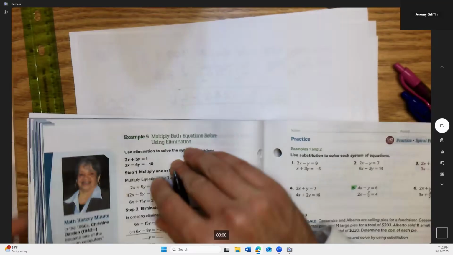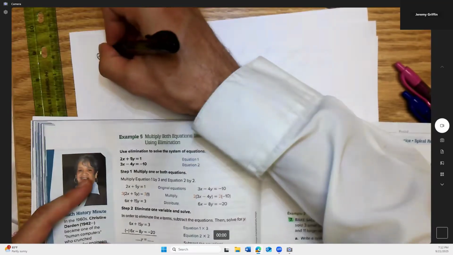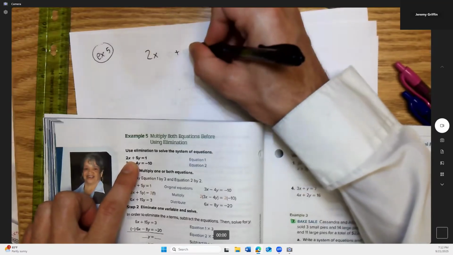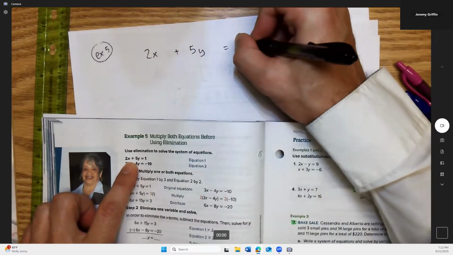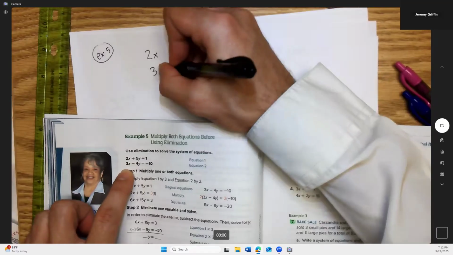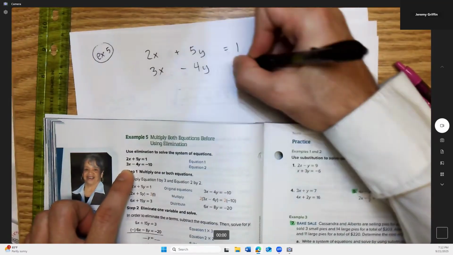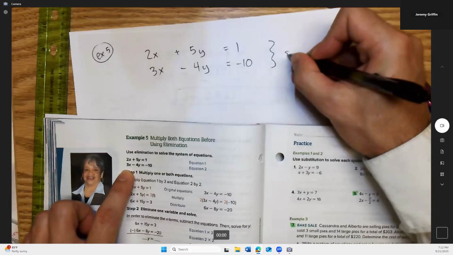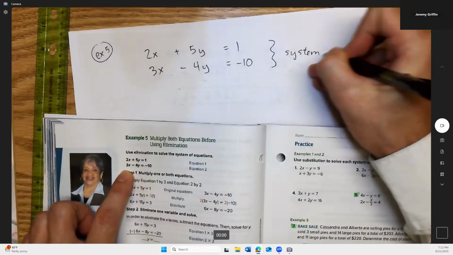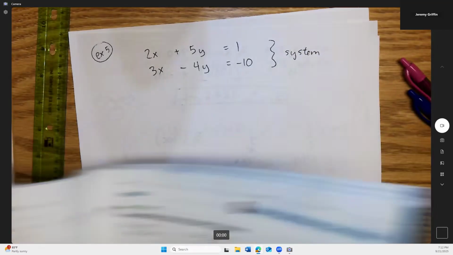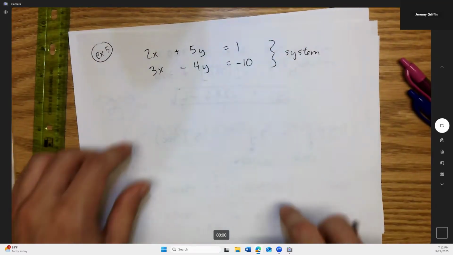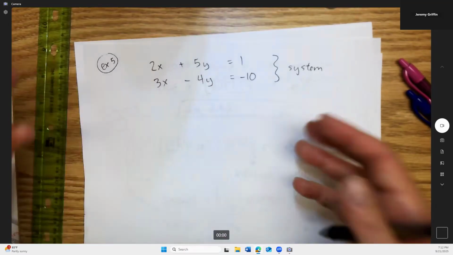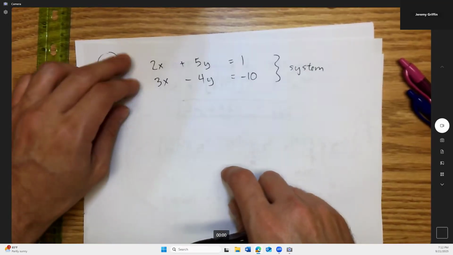All right, so we got example 5. We got 2x plus 5y equals 1, and 3x minus 4y equals -10. All right, there's my original system. So now what? Yeah, see, none of these coefficients match. The 2 and the 3, the 4 and the 5. Now, I can make these look like each other.